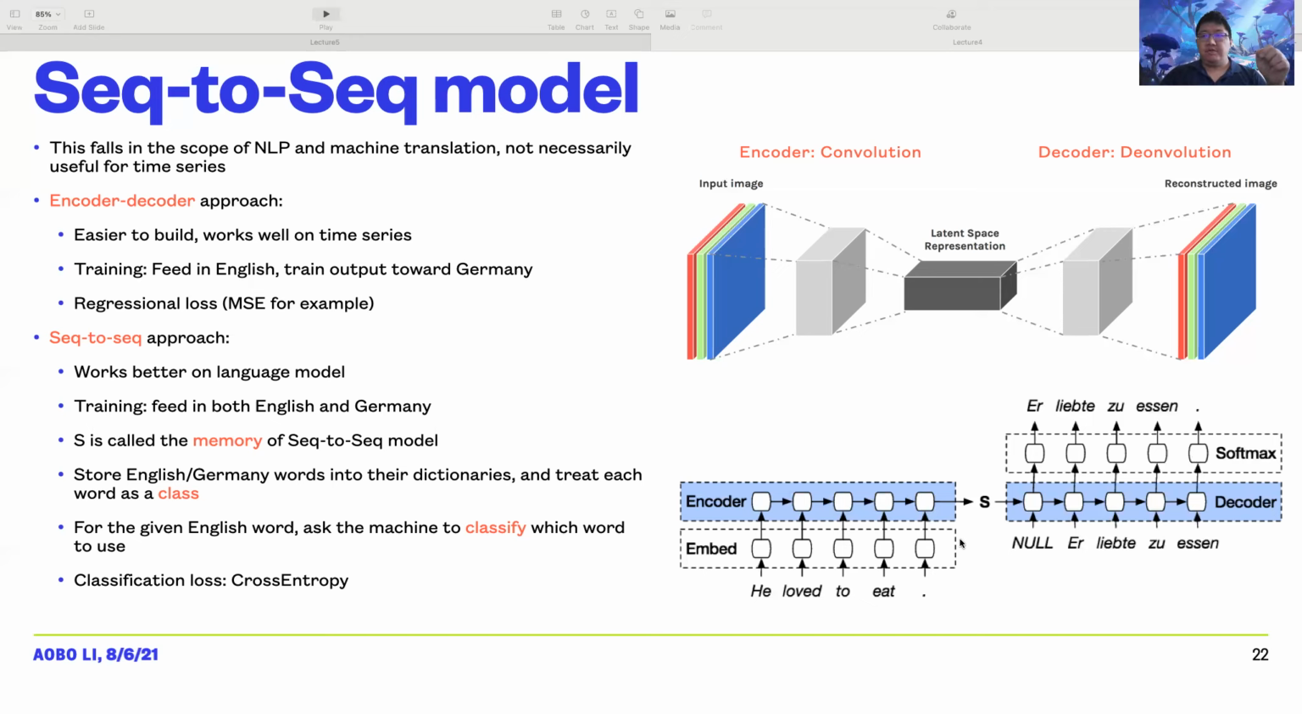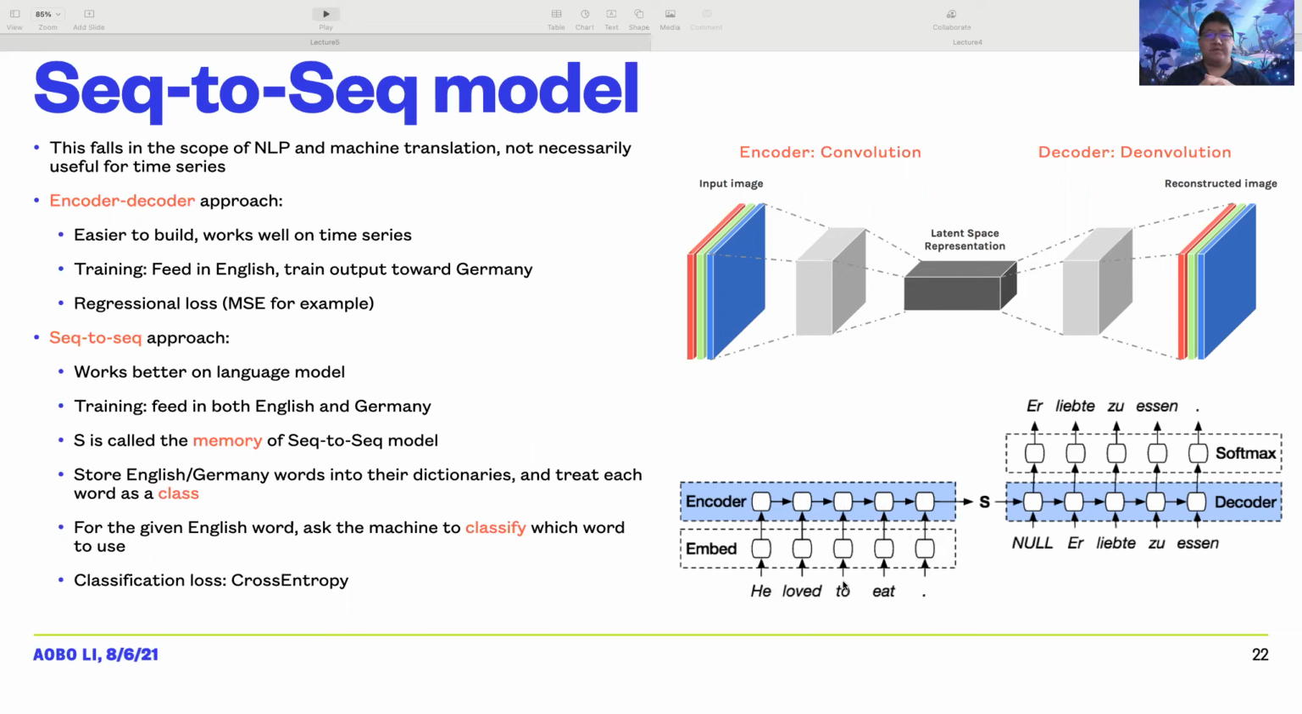And then you produce something called S between the English and the German sentence. And so what happens is that it's going to store the English and German words into their dictionaries and then treat them. So remember we talked about this word embedding idea. The idea is to store each English and German word into a dictionary and then treat them as a one-hot embedding, like 0, 1, 0, 0, 0, 0, 0, like that.